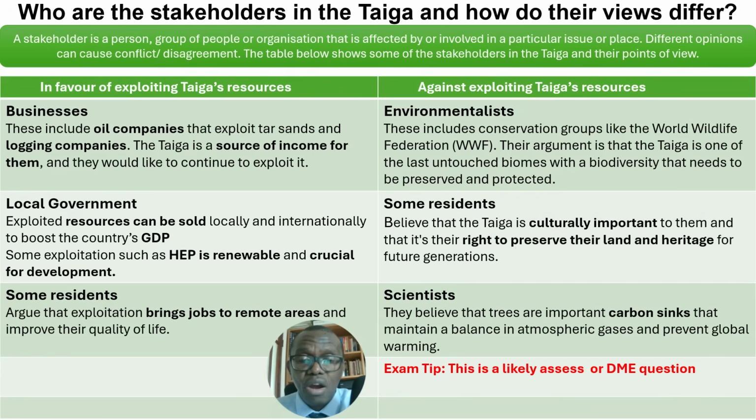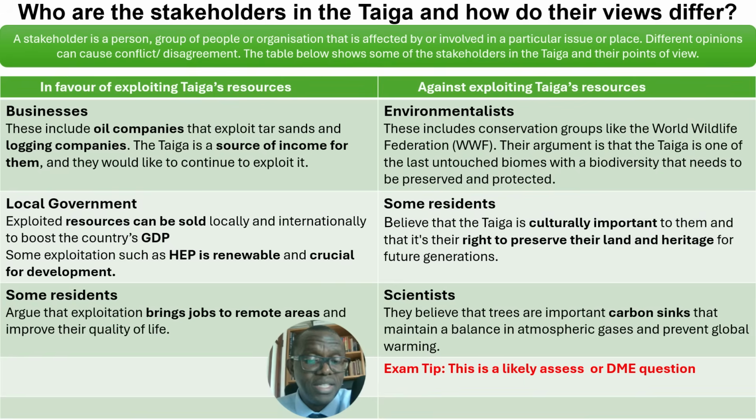Then another group is residents as well. A group of residents believe that the taiga should not be exploited, and that's because it's culturally important to them, and it's their right to preserve their land and their heritage for their future generations. And this, you would imagine, would be the indigenous tribes or the indigenous people that have lived there for generations. They would like the taiga to be preserved, and they don't like the fact that there are organizations coming to interfere with their home.